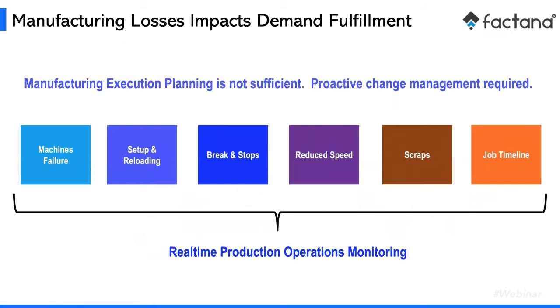When coming to the demand, right? Because demand is the biggest one, right? Demand fulfillment. Now, what could cause the demand fulfillment issues? And basically, what could cause the production issues, right? So what could cause the production issues? Number 1, as we see, is machine failure. Number 2 is setup and reloading.